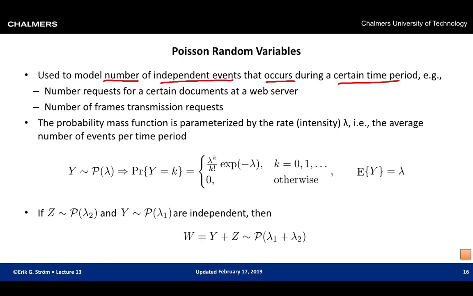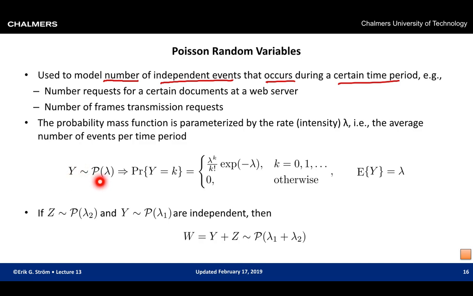So we can think of this in our setting. What we would like to model is the number of frames which are generated during a certain time period from all the stations which are attached to the medium. So it's the aggregated traffic that we would like to model, and the statistics for this is typically modeled as a Poisson random variable.